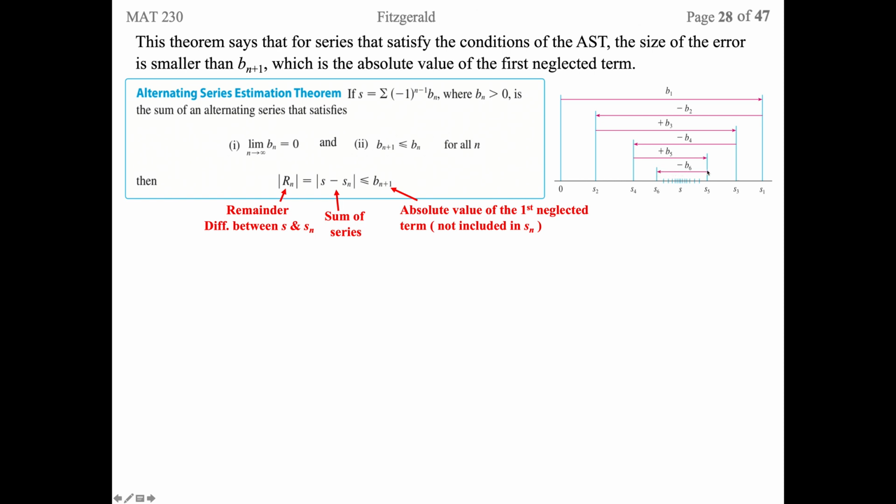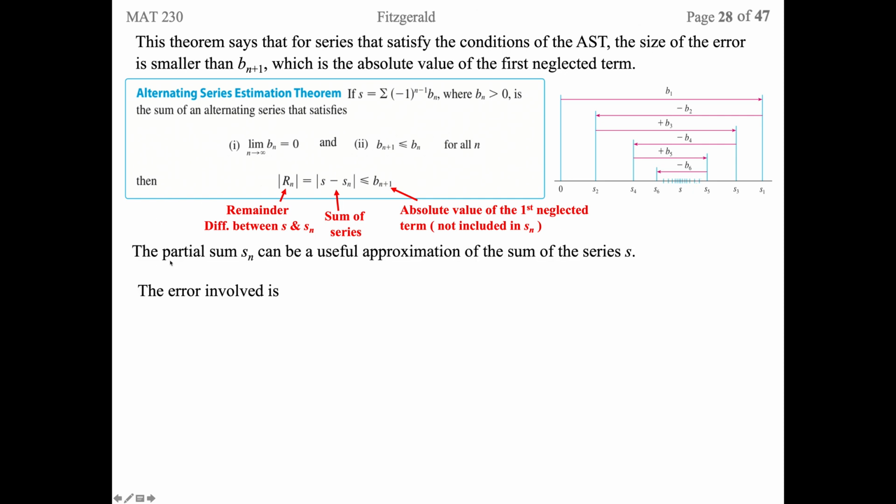Everybody agree with that? That's what we're measuring. And if we did S sub 6, then B sub 7 would be to here. And that distance is shorter than this distance. All right, so the partial sum S sub n can be a useful approximation for the sum of the series.